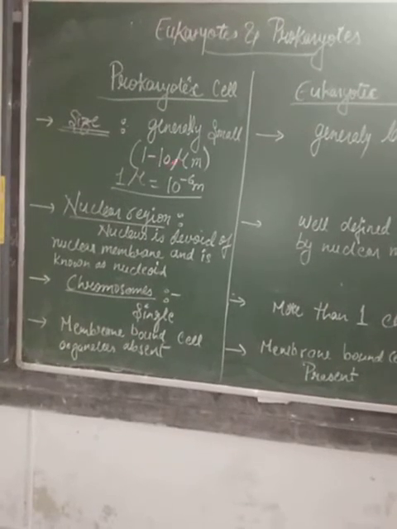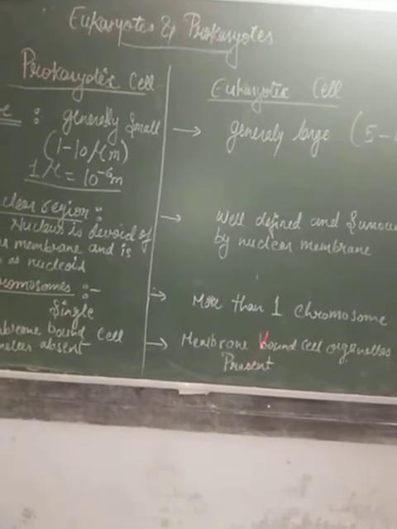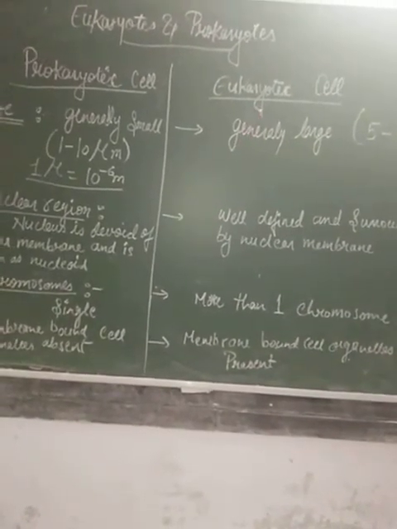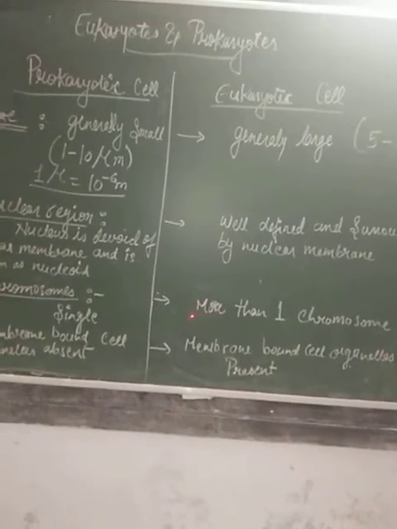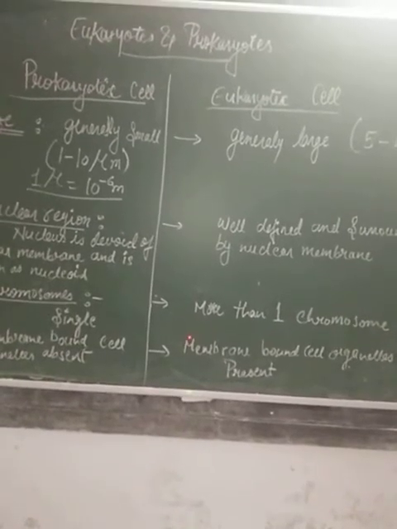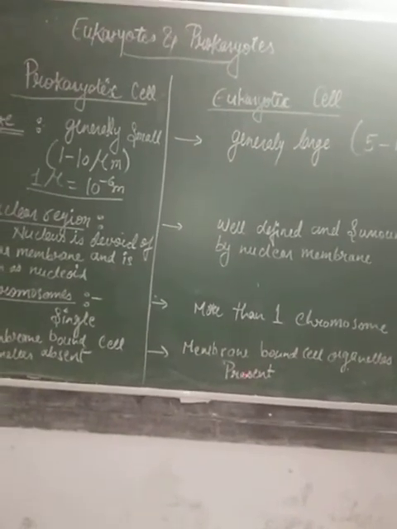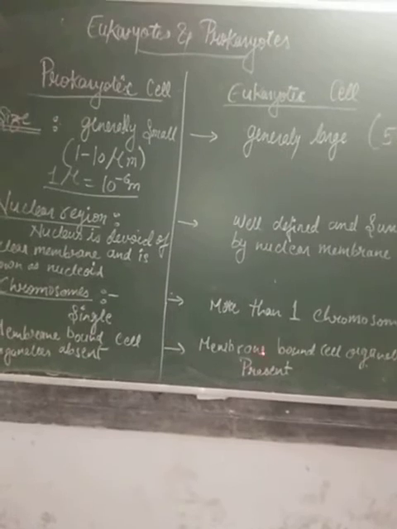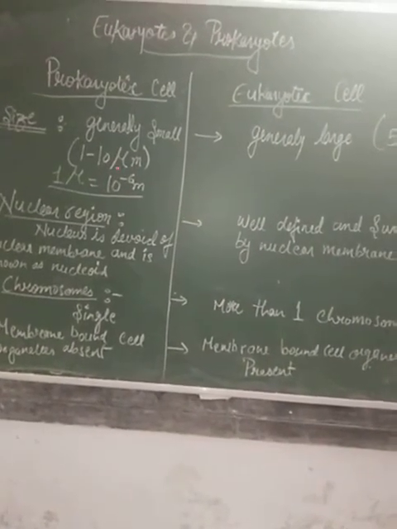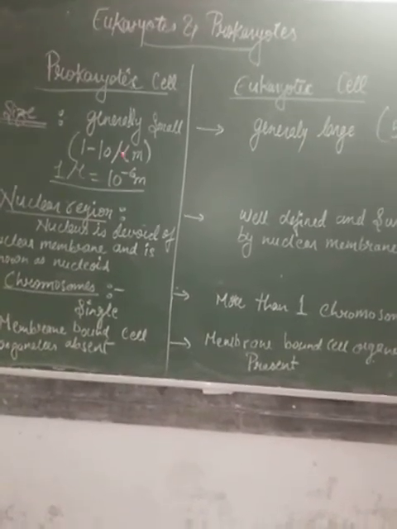So in the prokaryotic cell, membrane bound cell organelles are absent, but in the eukaryotic cell they are present. In the plant cell structure you have seen all the organelles: mitochondria, Golgi apparatus, endoplasmic reticulum, ribosomes, lysosomes, everything is present. I hope you understood. Again I am repeating, this notation is mu, and it denotes micro.